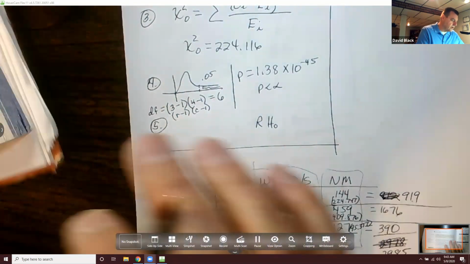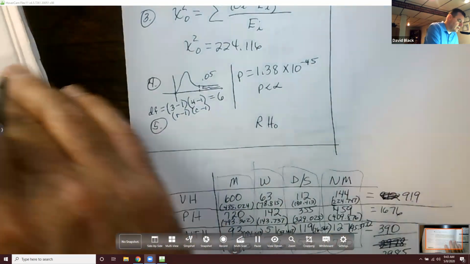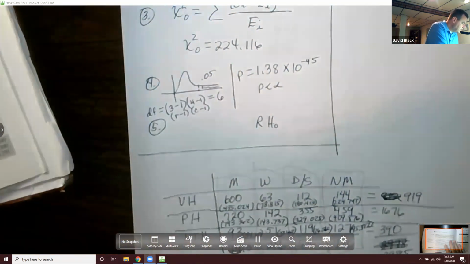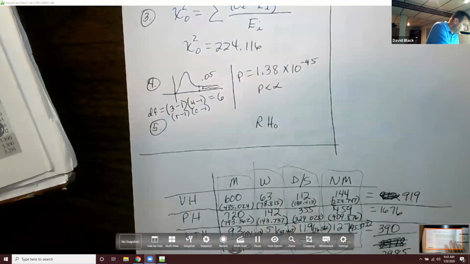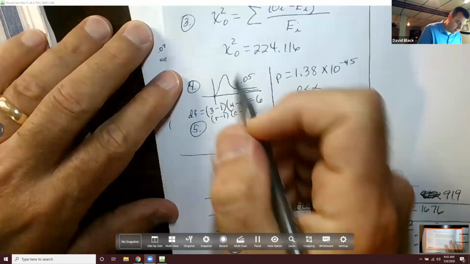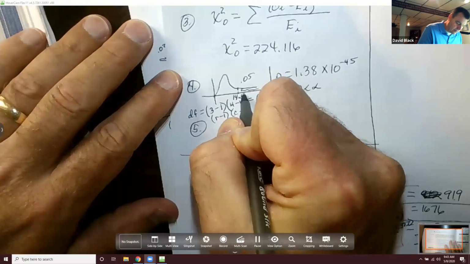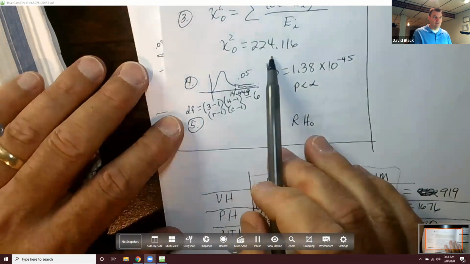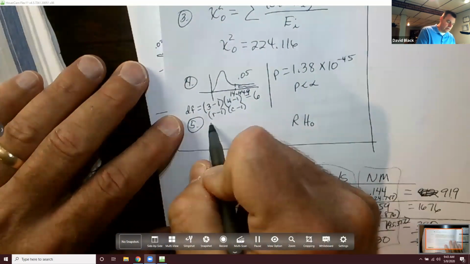So if you go to your chi-squared chart and look under 6 degrees of freedom with 0.05 in the right tail, what you're going to find is 14.449 for our critical value. And certainly 224 is way in the shaded region, so we reject H naught.